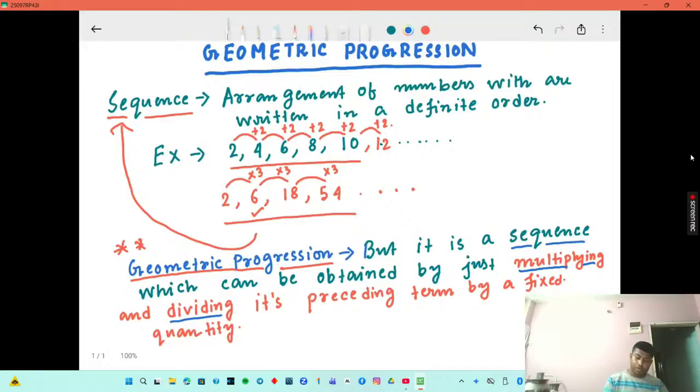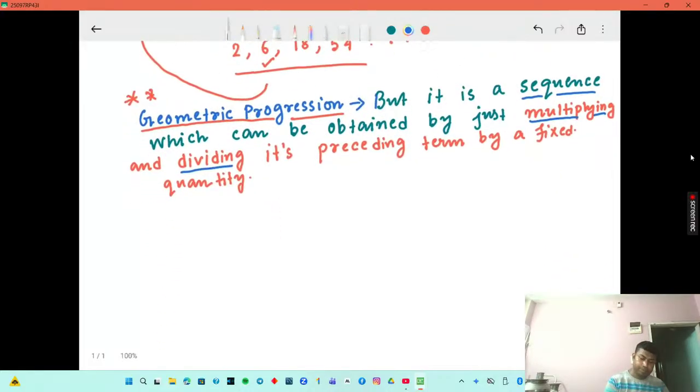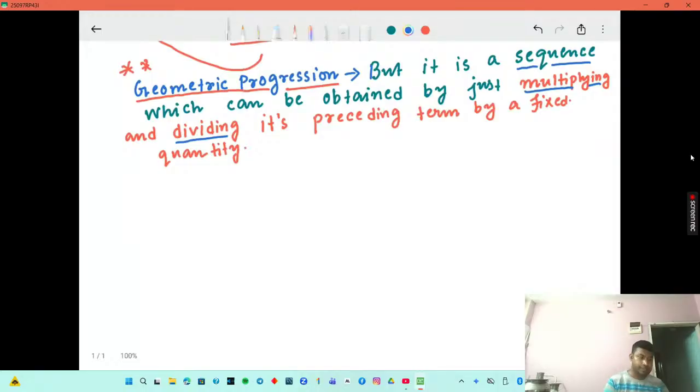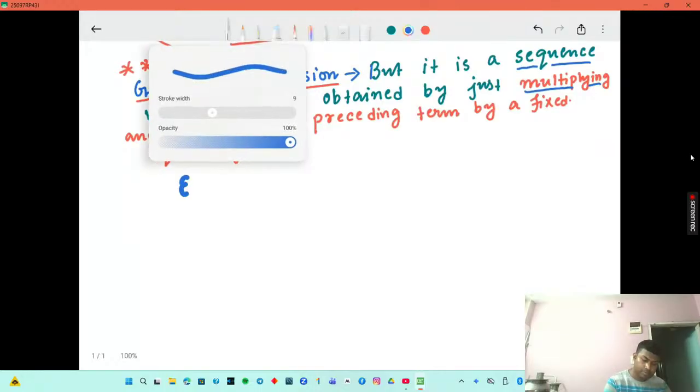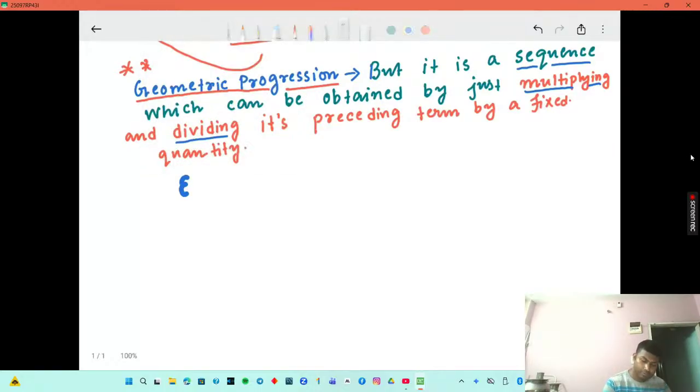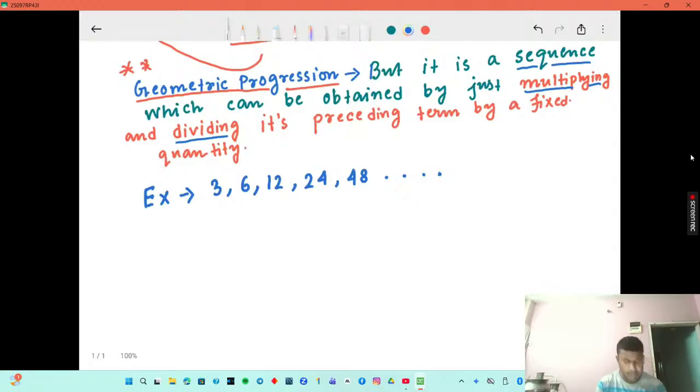Okay, so now let me start to give you some examples related to geometric progression. Example: 3, 6, 12, 24, 48, and so on. So, is this sequence in geometric progression? Can you please help me tell if this sequence is in geometric progression or not?